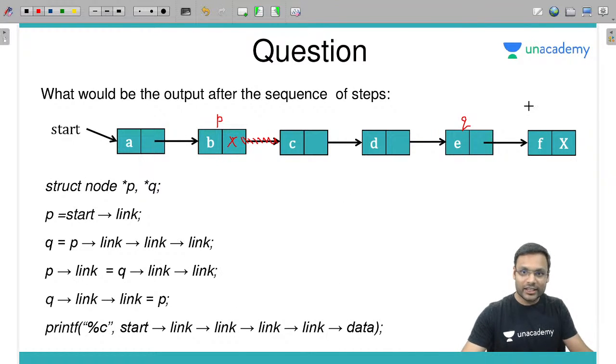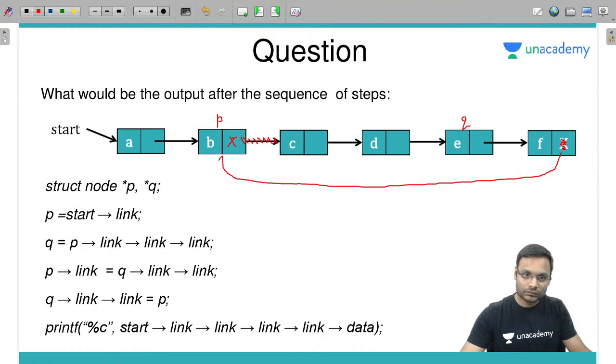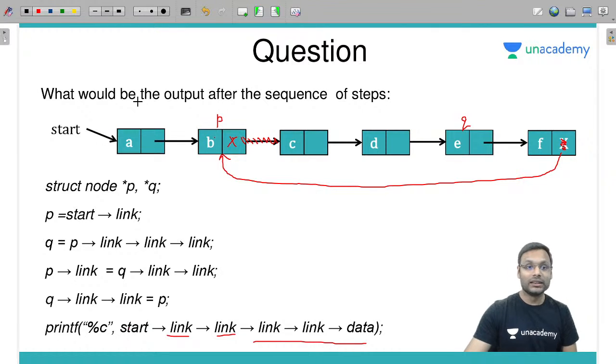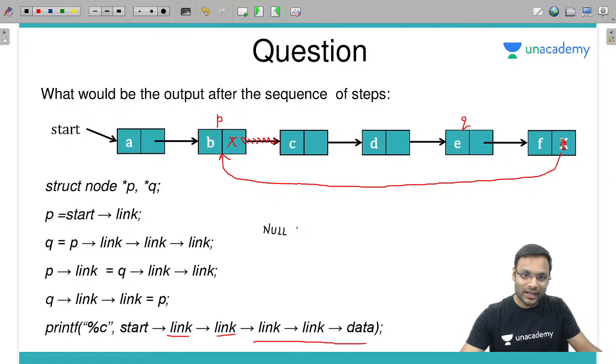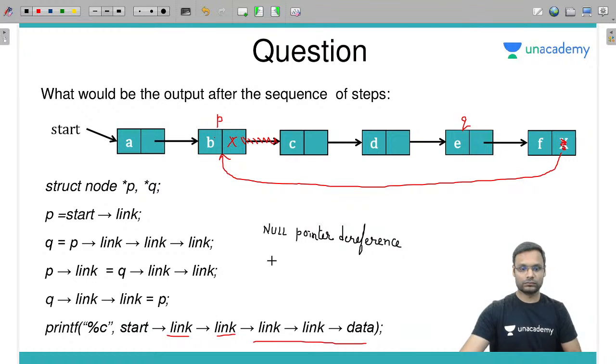Q's link is equal to P. Q's link, this one, updated by P. And at the end, start, okay, link, okay, link, null and something. Null something means what? Can you print? Oh no, you can't. So what will this particular program give you? An error. Null pointer dereference.